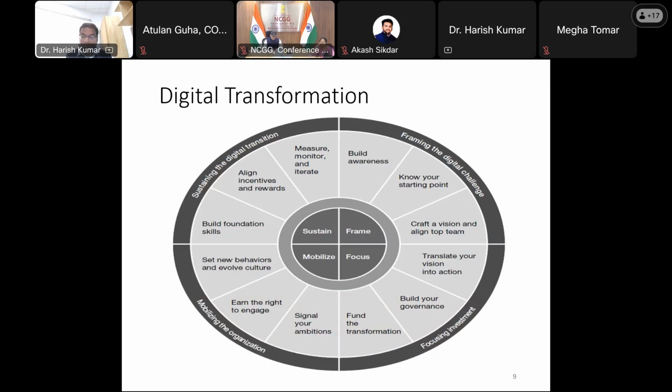How do we start, and how do we say that we have completed one project in digital transformation? There are four aspects to this. As a top policymaker of our department or sector, the first thing is to frame. The second is to focus. The third is to mobilize, and the fourth is to sustain.